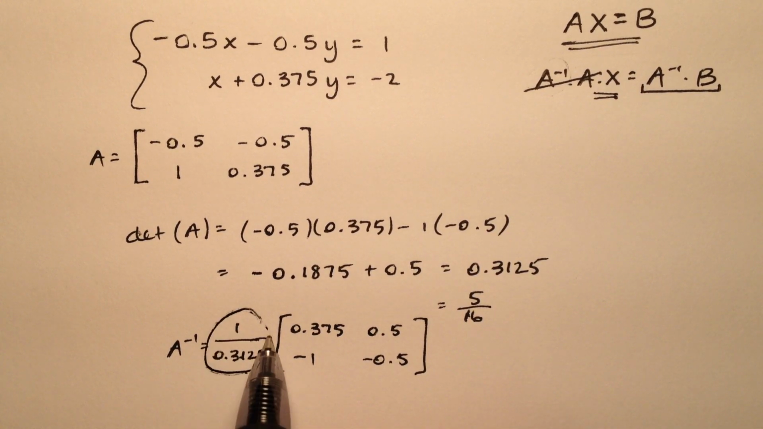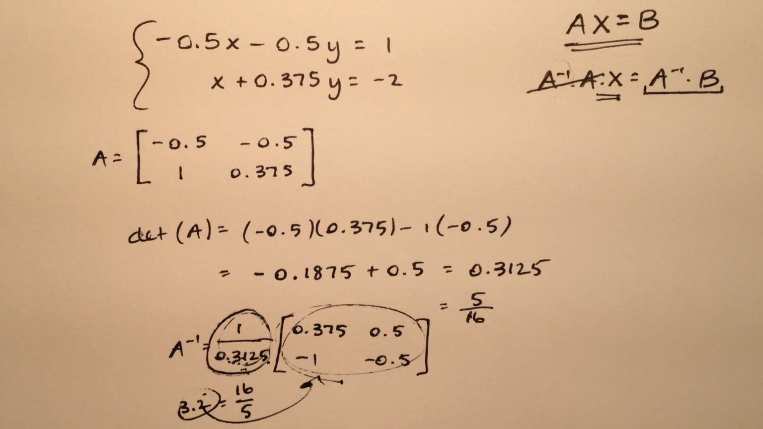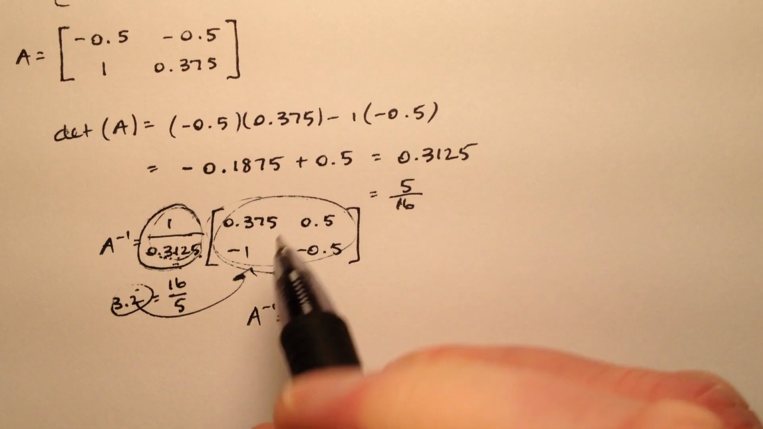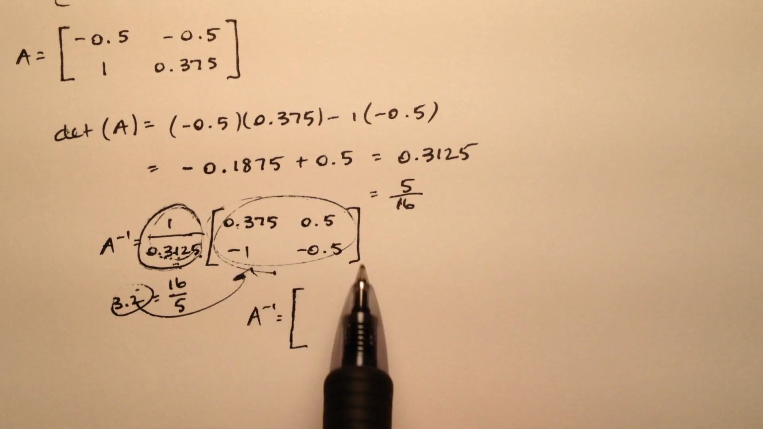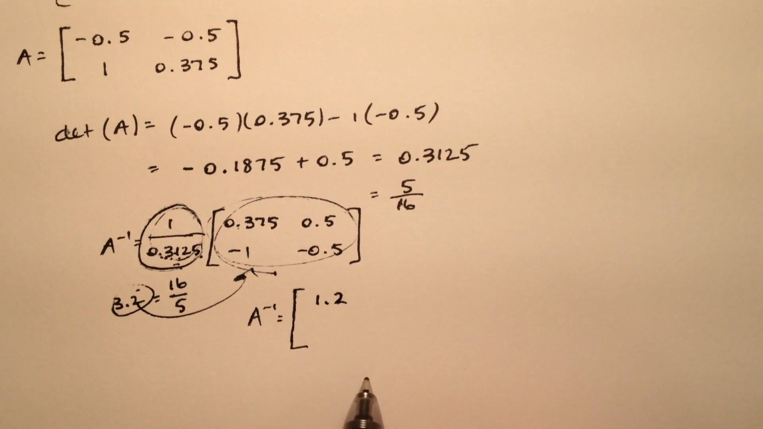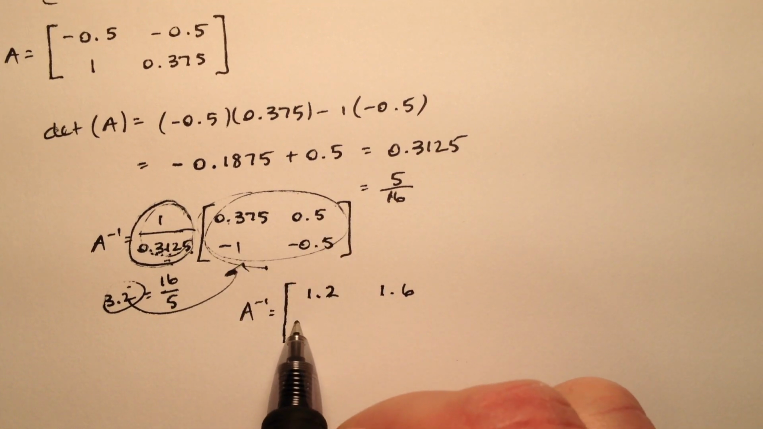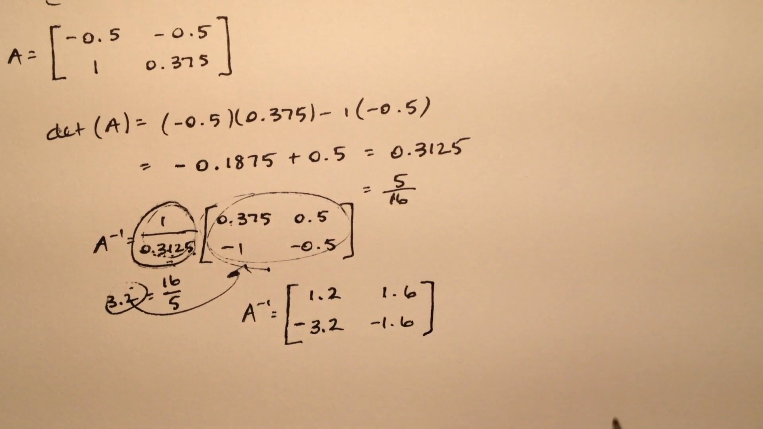And since I just said that 0.3125 is 5/16, really when I take the reciprocal, I'm going to be multiplying by 16/5 or 3.2. So I'm going to multiply all the entries in here by 3.2. And when I do that, I will have the inverse of A. Okay, so 3.2 times 0.375 should be 1.2, and then half of that will be 1.6, and then just take minus 1, again negative 3.2, and over here negative 1.6.